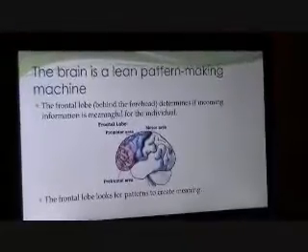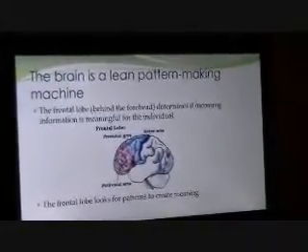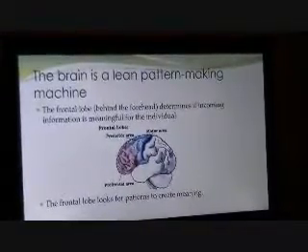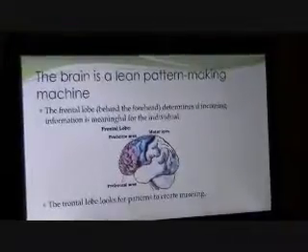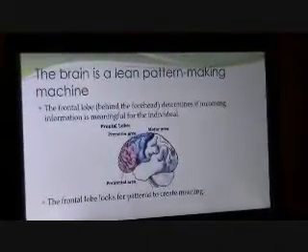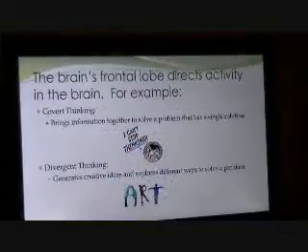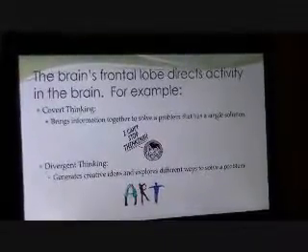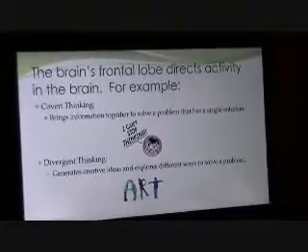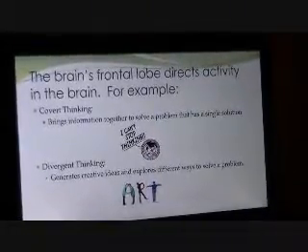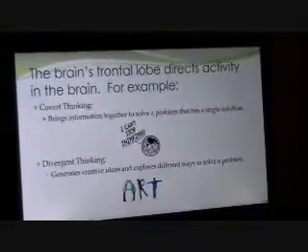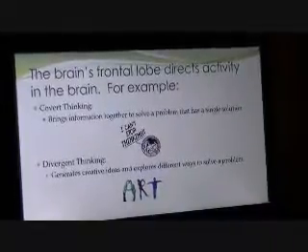Now, the brain is a lean pattern-making machine. We'll talk about the frontal lobe, and that's located directly behind the forehead, and that frontal lobe determines if incoming information is meaningful for the individual. The frontal lobe also looks for patterns to create meaning. The brain's frontal lobe directs activity in the brain, for example, convergent thinking. Convergent thinking brings information together to solve a problem that has a single solution. You'll find that some people are thinking that way all of the time. Divergent thinking, however, generates creative ideas and explores different ways to solve a problem. That's a little bit more of what I can relate with.